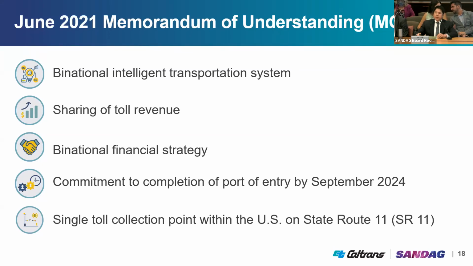One primary aspect of this project is that Mexico is giving up the opportunity to collect tolls on its side of the border. Typically, you'd have Mexico collecting tolls for northbound traffic, and the US, Sandag, collecting tolls for southbound traffic. Instead of that typical status quo structure, we're having Mexico agree not to collect tolls on their side of the border. And instead, Sandag would collect tolls for both northbound and southbound traffic at a single point of toll collection on SR 11.